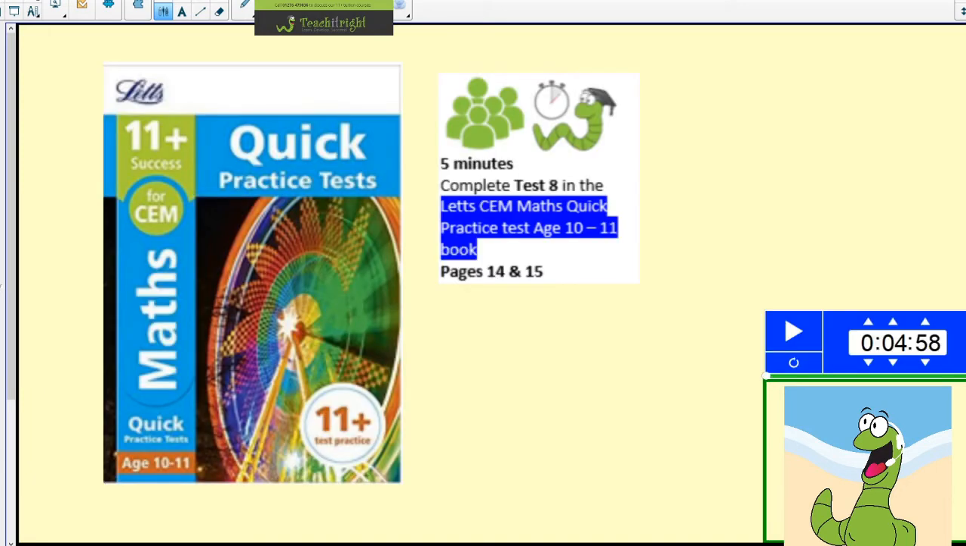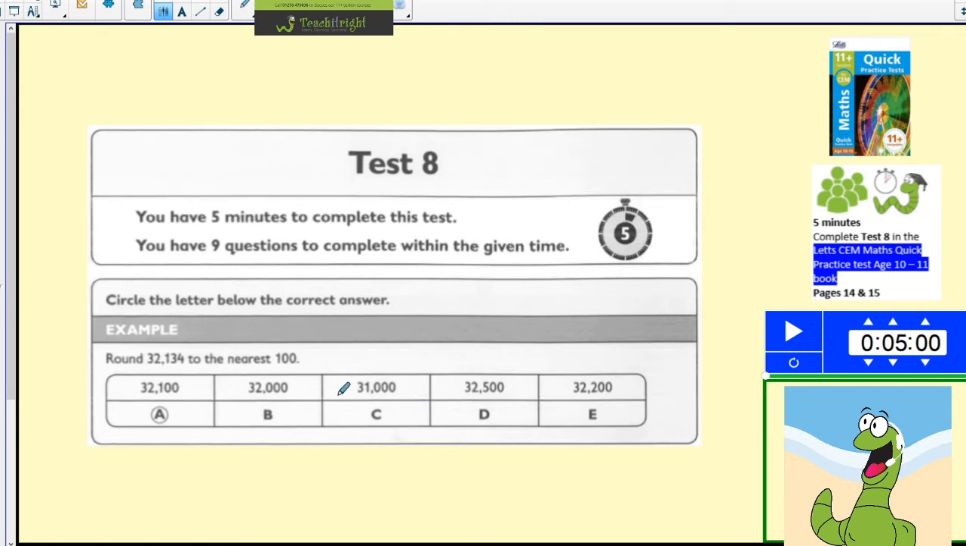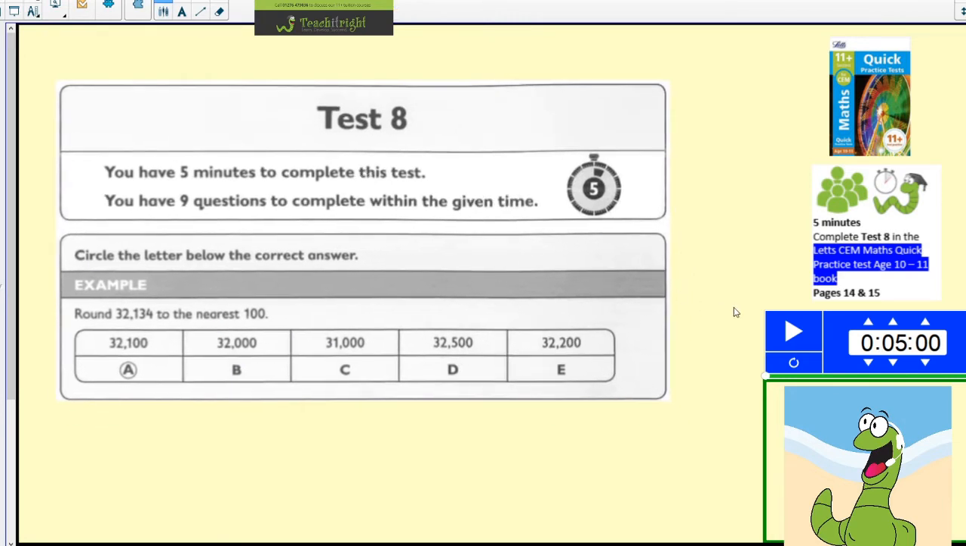So with this one, the quick practice test book, you've got 5 minutes to complete test 8. Test 8 will look like this. This is the first example. It talks about rounding. I've been over this exact example a few times, so I won't do it again with you now. But go set yourself 5 minutes, start the timer, pause the video, and then come back when you're ready to go through the questions. Right, ready, go.